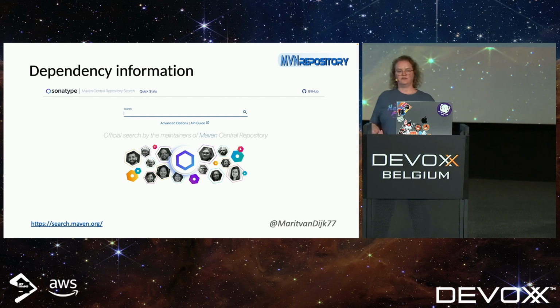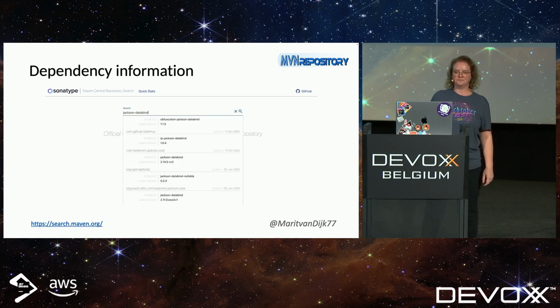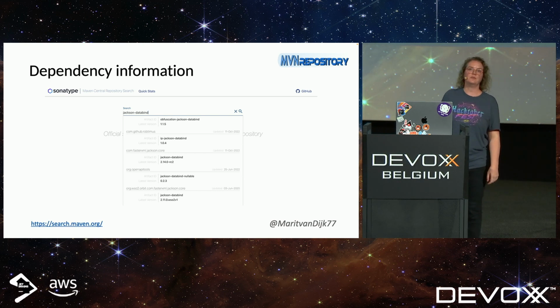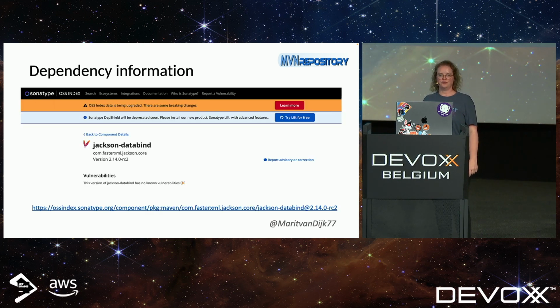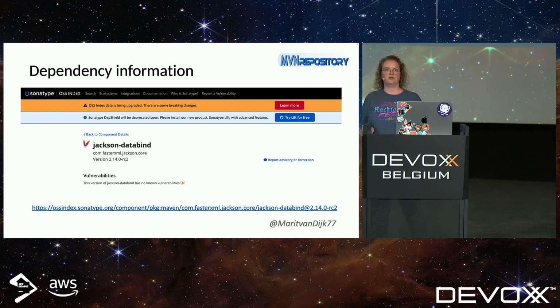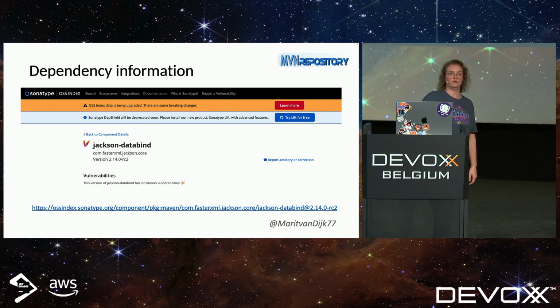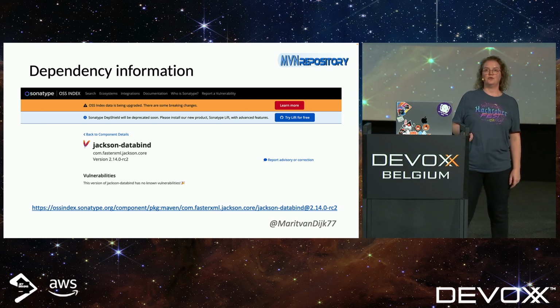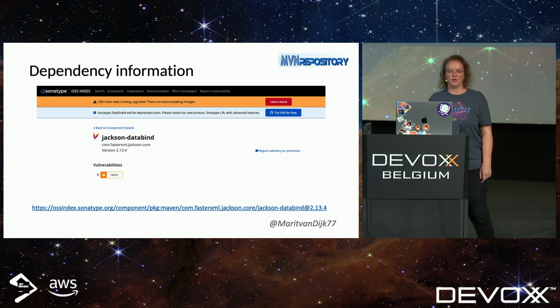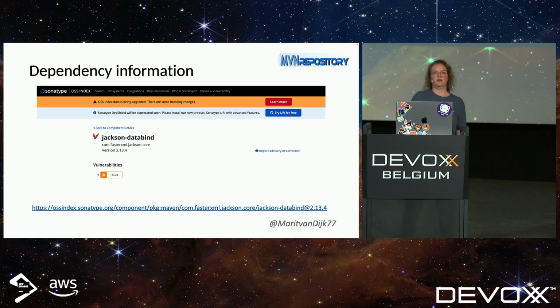So where can we find this information? We can go to Maven Search, where I'm using Jackson Databind as an example. If we search for Jackson Databind, in the latest version, there won't be any vulnerabilities. Maven Search links to the OSS index by Sonatype, so you can see whether there are any known vulnerabilities in these dependencies. If you go to an older version of Jackson Databind, there will be vulnerabilities found.